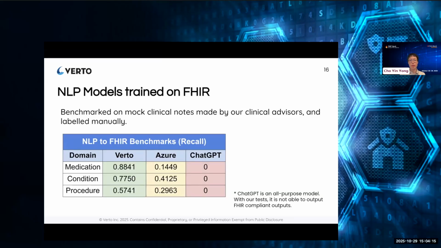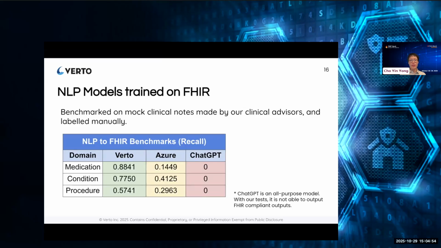Let's first talk about ChatGPT. ChatGPT is an all-purpose model, and with our tests, it's not even able to output FHIR compliant outputs. And if it was able to output FHIR compliant outputs, it did not have the right definitions in the fields. Again, taking note that in FHIR, each field has a standard meaning. Going back to my previous slide, each field, such as dosage, such as frequency, has a specific meaning, and you have to put specific things in there. In here, ChatGPT was not able to do anything at all.